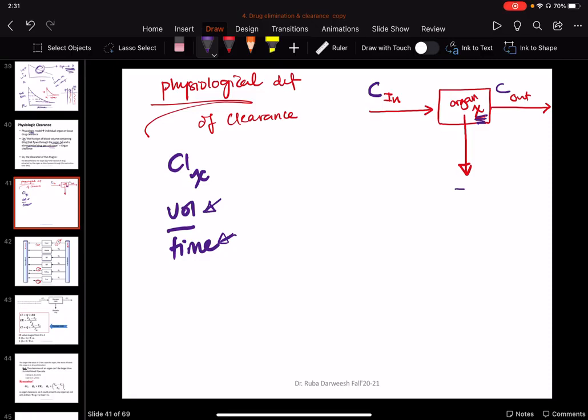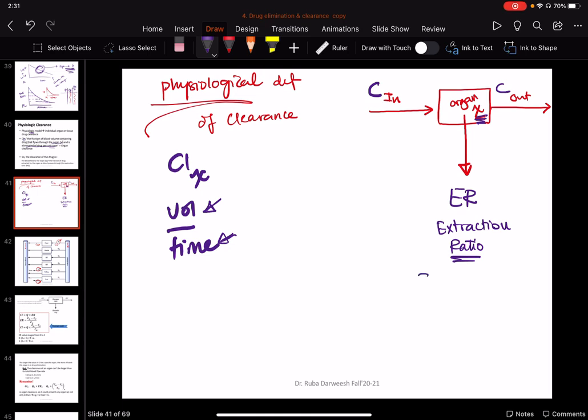Okay, how can we define the clearance from that organ? We need to know something that is called the extraction ratio, which gives us an idea of what is extracted or eliminated from that organ. And we are talking about a ratio. How can we do that?